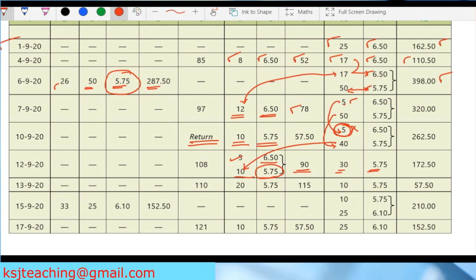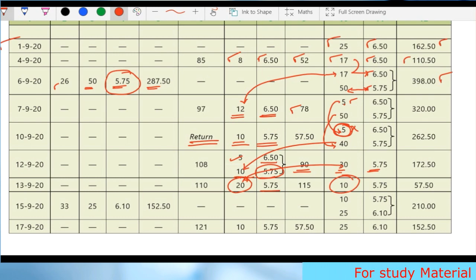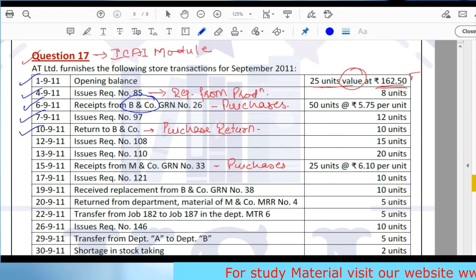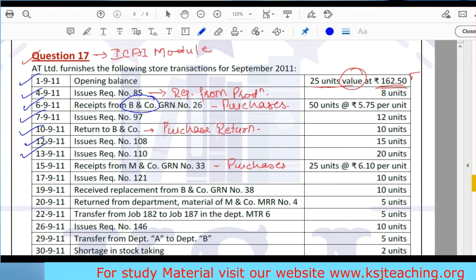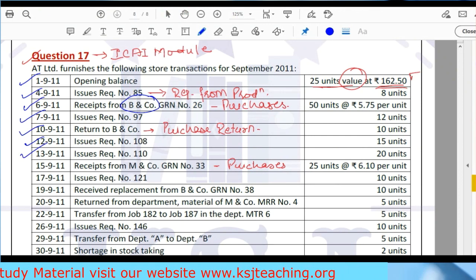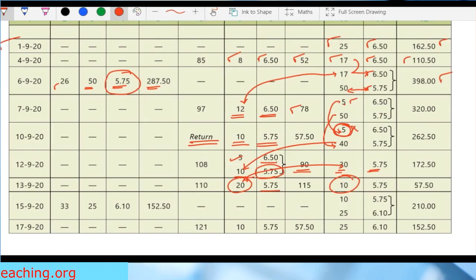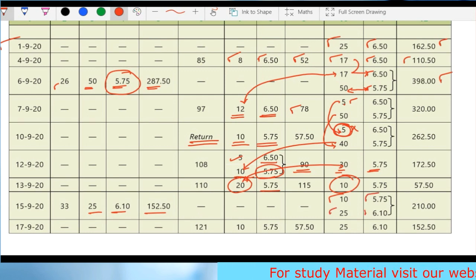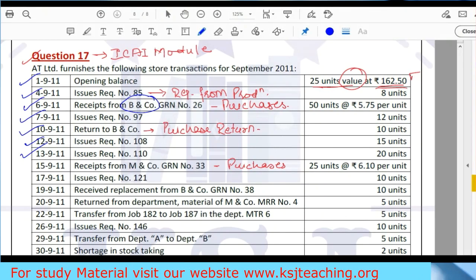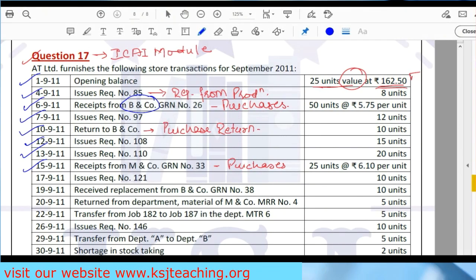Right? So this way, we have to continue. In the next, they require 20 units. We'll issue 20 units out of the 5.75 stock. Remaining is 10 units. Right? On the 15th of September, receipts from M&D Company, 25 units at 6.10. Earlier stock is 10 units of 5.75. Now 25 units of 6.10. Done. Any doubts?